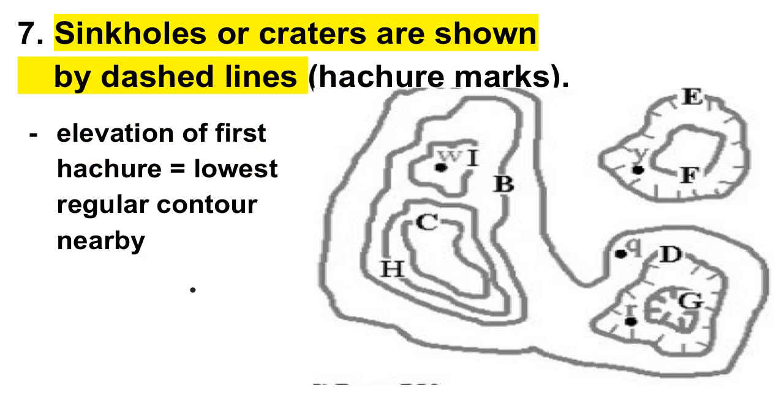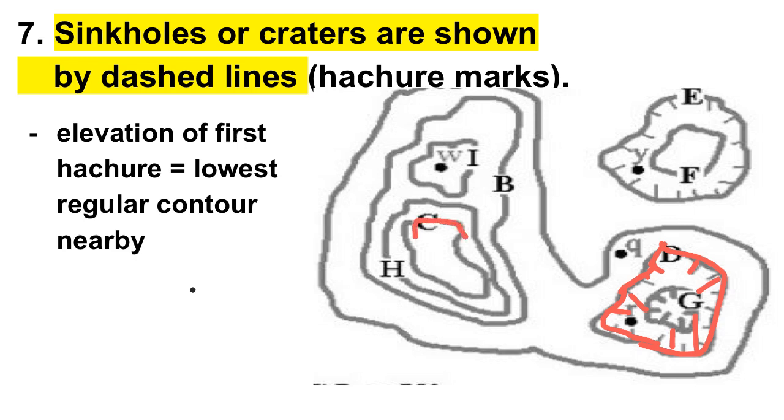Okay, our last rule. Number 7, sinkholes or craters are shown by dashed lines. Sometimes they call them hachure marks, or sometimes I'll just call them hatch marks. So these little hatch marks are right here, right? So you can see that these contour lines have these little marks that are going toward the center of this circle, right? These are called hatch marks, right? And they tell you that this is not a hill. This is a sinkhole or a crater. It's going down into the ground here.